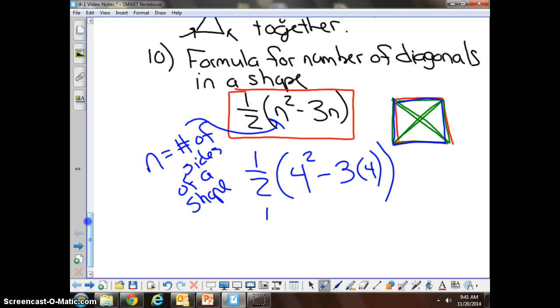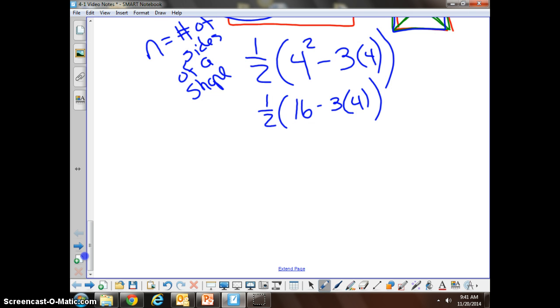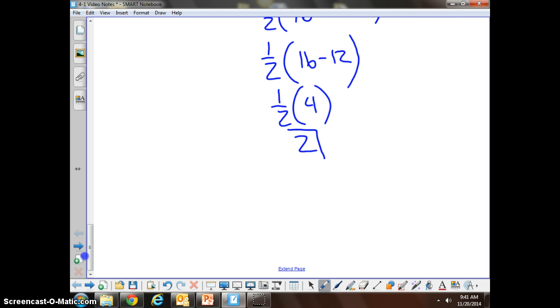Order of operations, 1/2. Within the parentheses, we've got 4 squared minus 3 times 4. We know we do exponents first, so we've got 16 minus 3 times 4. I'm going to go the long way here. In the parentheses still, we've got the number 16. We've got 3 times 4, so we know we're going to do the multiplication first. We've got 16 minus 12. We still have parentheses, so we're going to do 1/2 of whatever 16 minus 12 is, which is 4, and 1/2 of 4 is going to give us our answer, 2.